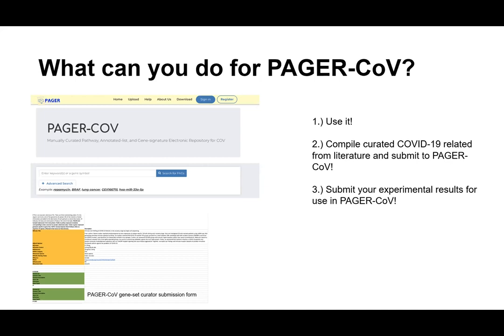If you're a biologist submitting on the user side, you can help us curate. We have a submission form. It's a prototype, and the more people that are interested, whether you're a clinician or a biologist, you can curate gene sets and submit them to us. We'll validate them and then put them into PAGER-CoV. You can even submit your experimental results. If you have something COVID-19 related and you want to get it into PAGER-CoV, go ahead and fill out that submission form. Next slide.